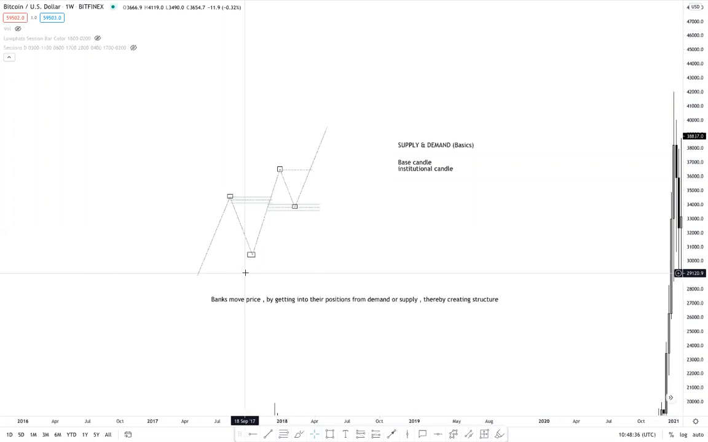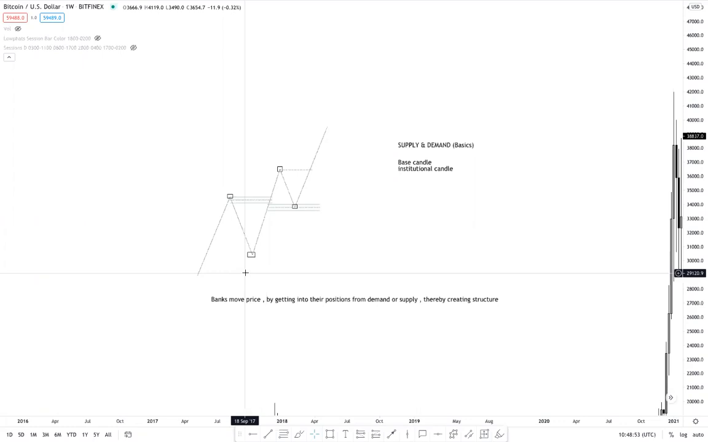Now, I'm able to read every candlestick that I see. I'm able to distinguish which candle is a true supply candle or a true demand candle, and I'm taking you through that as well. So I have base candles. Now, let me explain what a base candle is.